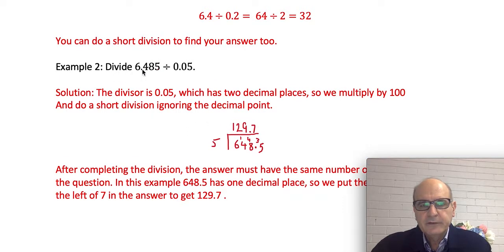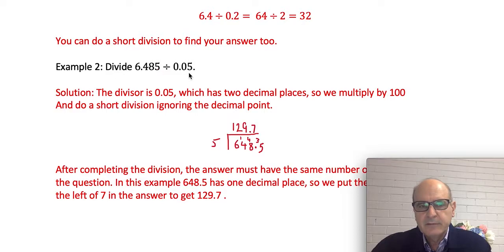Here they are asking us to divide 6.485 by 0.05. Okay, again we look at the second number, which is our divisor. How many decimal places does it have? Count all the digits to the right of the decimal point. This is the decimal point. You've got 1 and you've got 2, so 2 digits to the right of the decimal point.